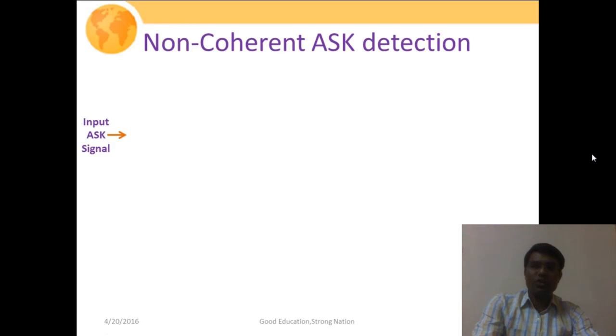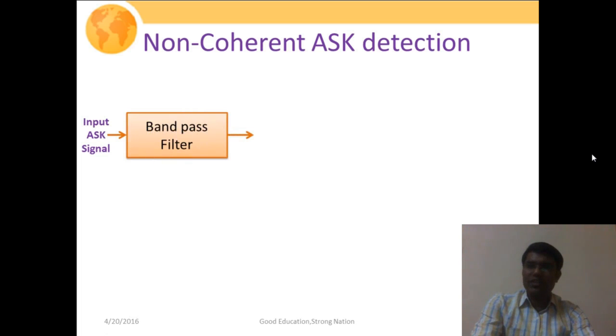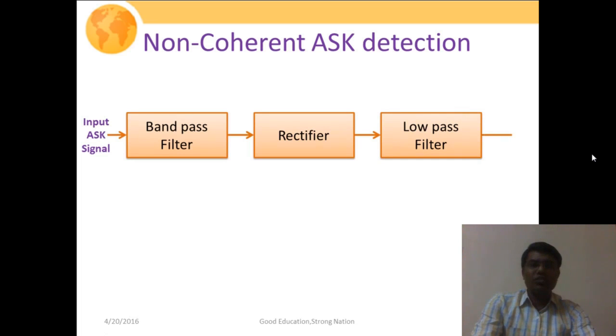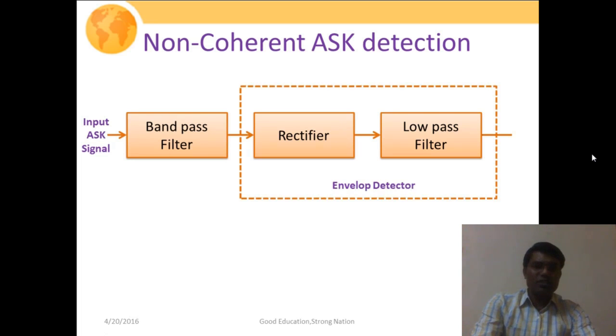This particular slide shows how we are going to non-coherently detect our ASK signal. To demodulate our ASK signal, the input will be the ASK signal. That signal will be passed through the band pass filter, whose major job is to contain the desirable frequency band. Then that output will be passed through the rectifier. What the rectifier does here is remove the negative cycle of the carrier waveform. Then this rectified signal will be passed through the low pass filter. The job of the low pass filter is just to smoothen the incoming signal, which is the outcome of the rectifier. The combination of rectifier and low pass filter is called an envelope detector.